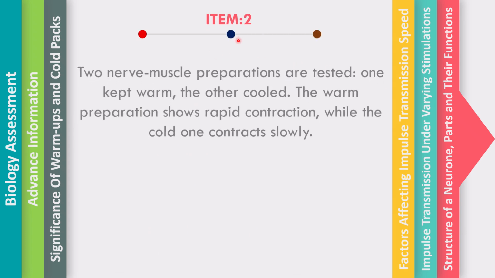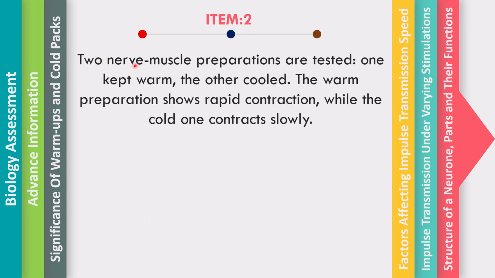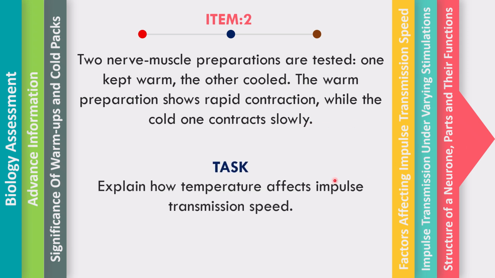Item 2. Two nerve muscle preparations are tested. One is kept warm, the other cooled. The warm preparation shows rapid contraction, while the cold one contracts slowly. Task: explain how temperature affects impulse transmission speed.